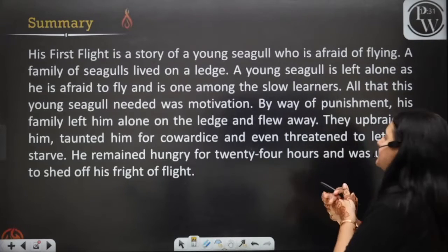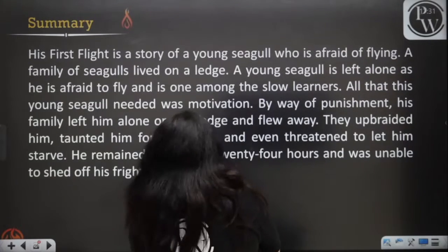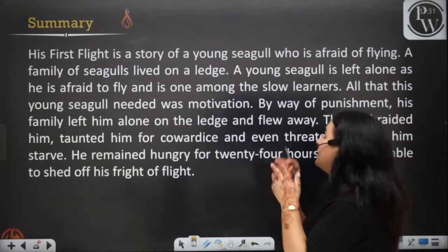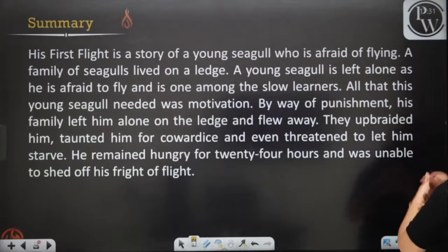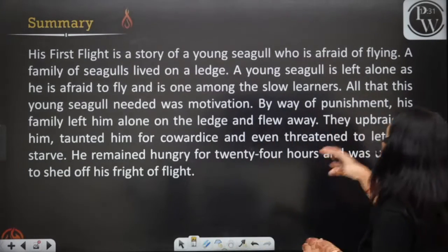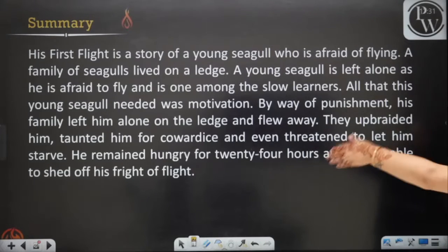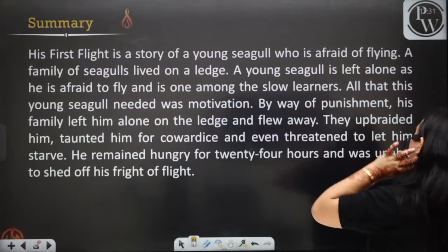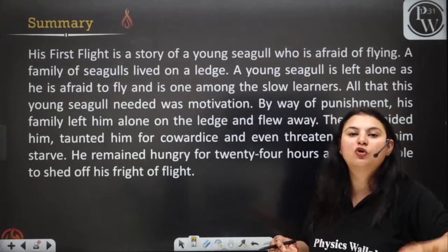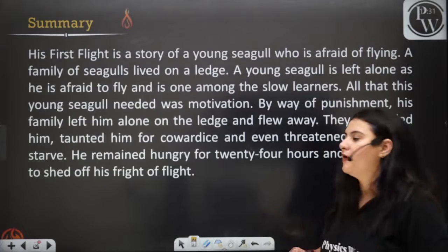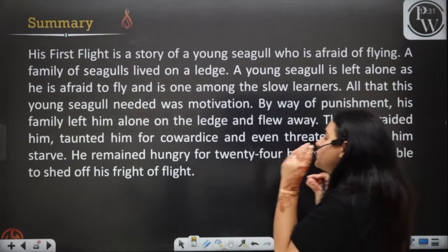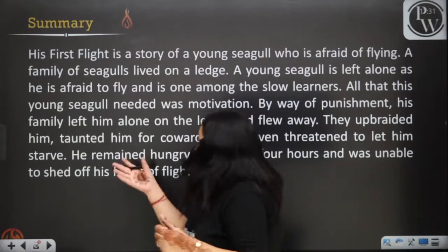All that this young seagull needed was motivation. By way of punishment, his family left him alone on the ledge and flew away. He saw that his family had left him. They upbraided him, they taunted him for cowardice, and even threatened him that they would starve him, that they would not give him any food, and he would die of hunger. He remained hungry for 24 hours and was unable to shed off his fright of flight.